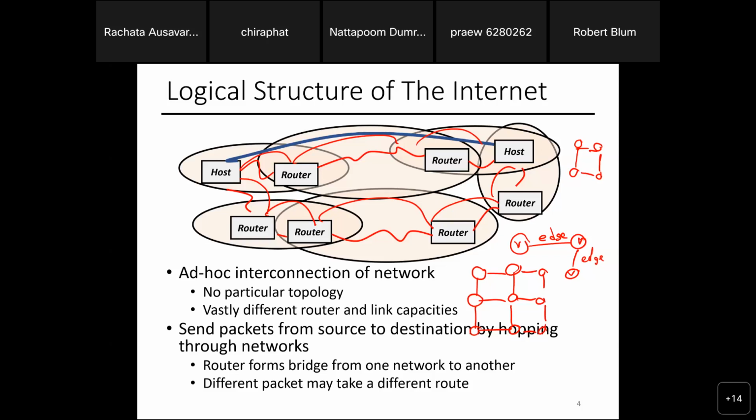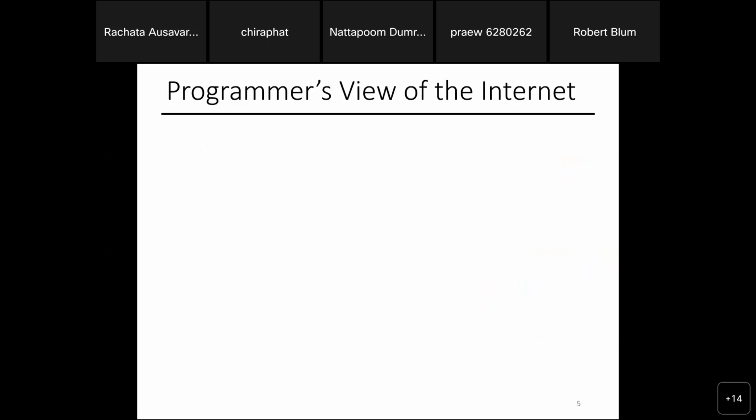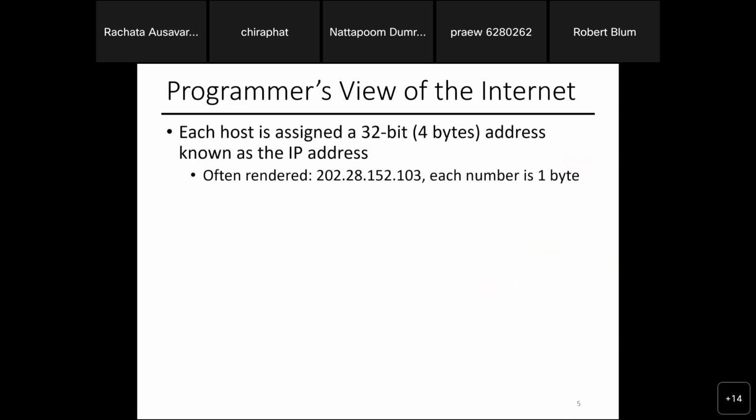Then the router basically forms a bridge from one network to another. Let's say you have a bunch of networks, like neighborhoods, right? The router will connect the neighborhoods together. And the programmer view is much more simple, actually. Those are more like a logical view of the internet, how I would connect the physical devices.